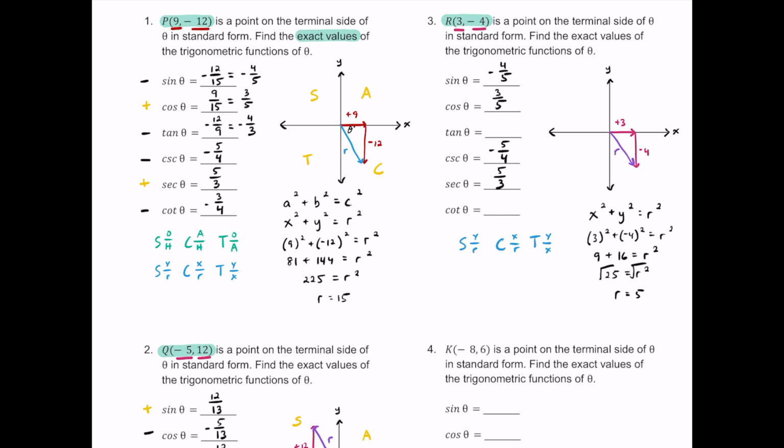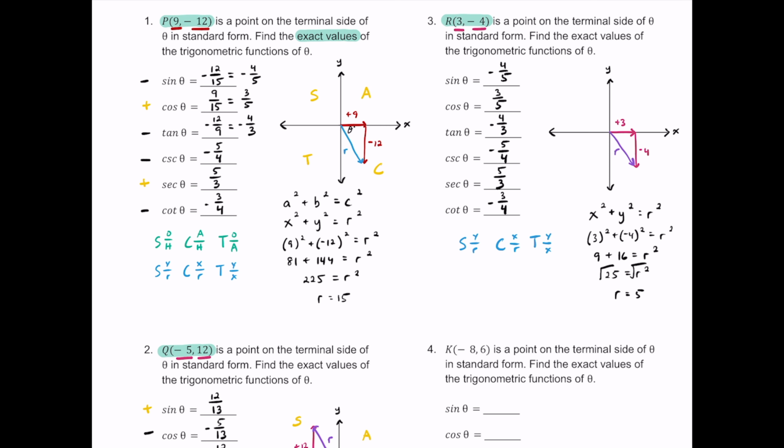And then finally for tangent here, it's y over x. So y is this negative 4, x is this positive 3, so negative 4 over 3. And then cotangent is going to be negative 3 over 4. We'll write negative 4 over 3 for tangent, and for cotangent, that's going to be negative 3 over 4.